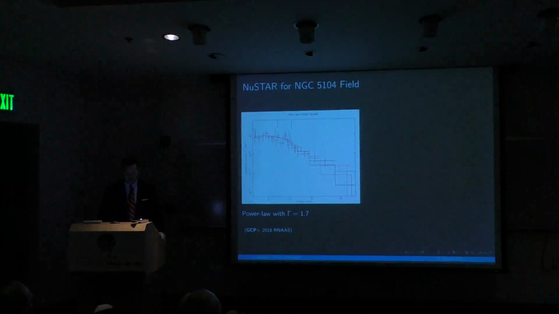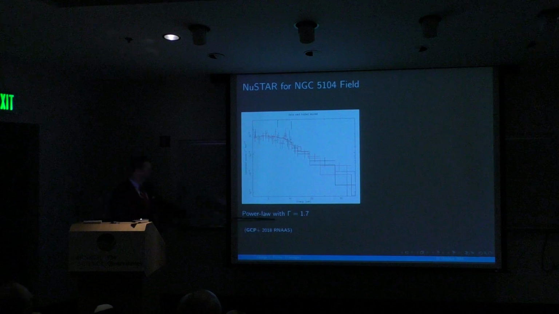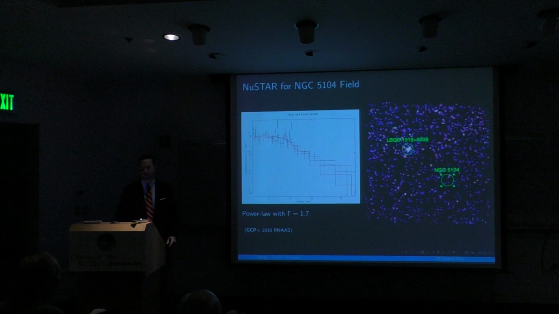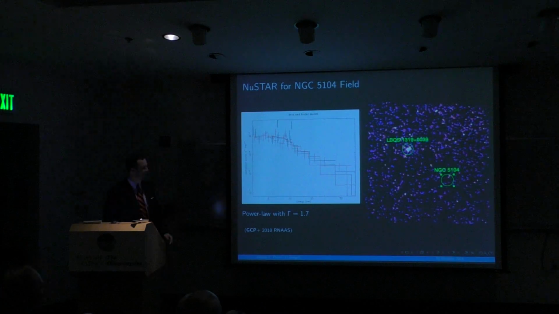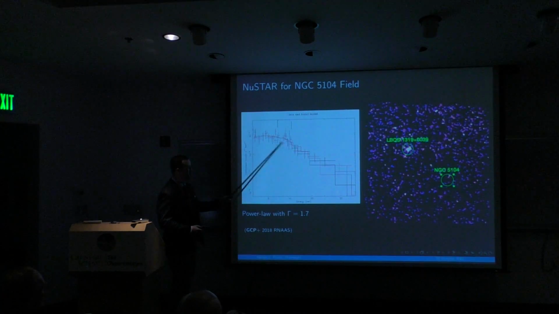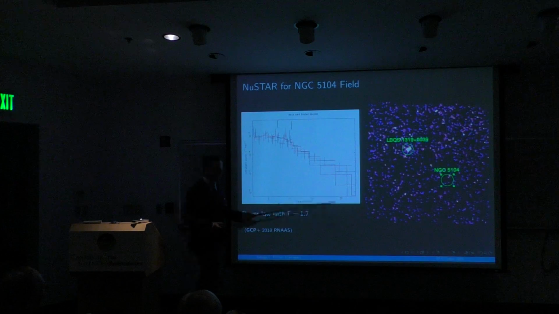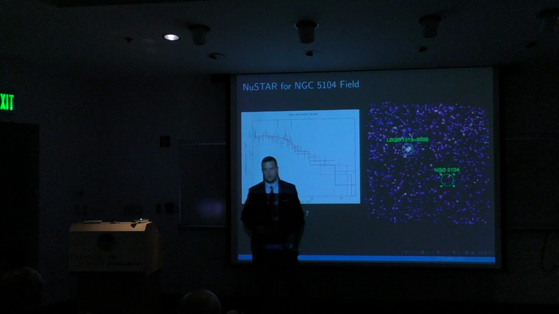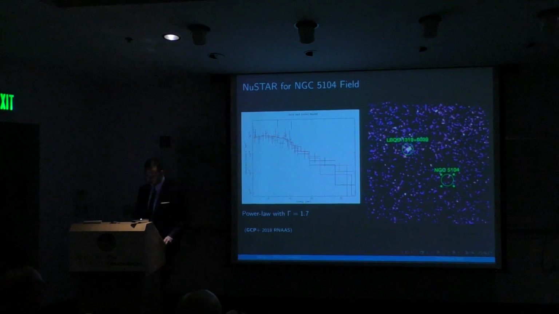So we pointed NuSTAR at it, got a beautiful spectrum here with a power law of 1.7, but it's actually a blazar that's right next to it. So we got a nice detection of the blazar, and the blazar not even doing anything interesting. It's not flaring, it's just hanging out. But this is what NGC 5104, where it should be. So no hard X-ray detection.